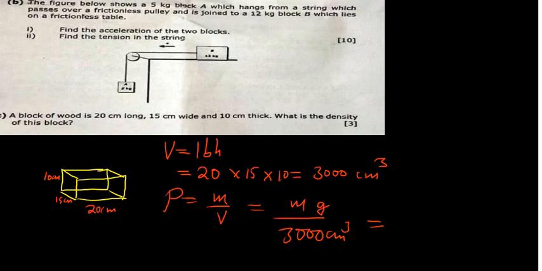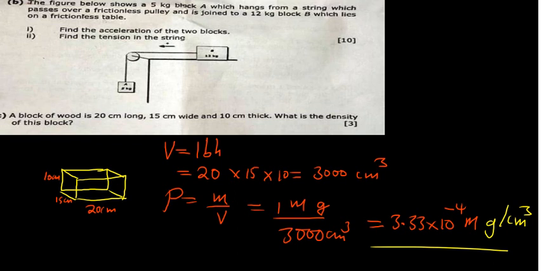So this is going to be, we have got a 1 on top there, 1 divided by 3000. This is going to give us 0. Let me write it in standard form as 3.33 times 10 to the power negative 4. Don't forget m is there. And then the unit is gram per cubic centimeter. So that is it. We can also convert it to kg per cubic meter.